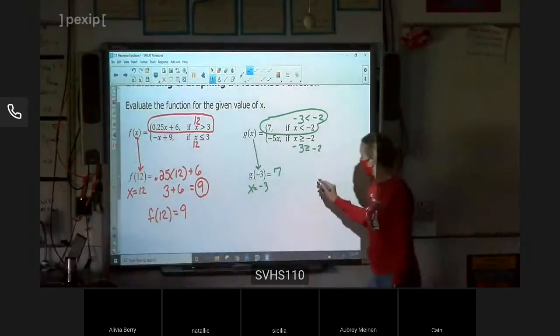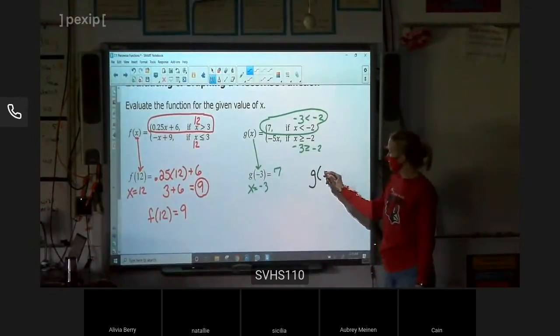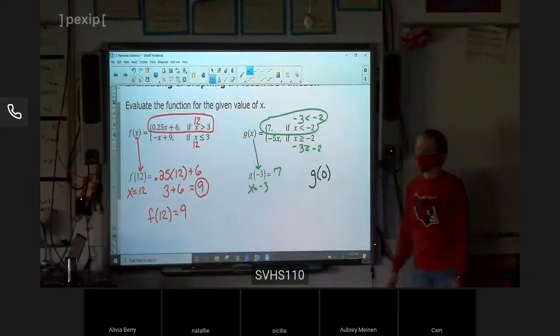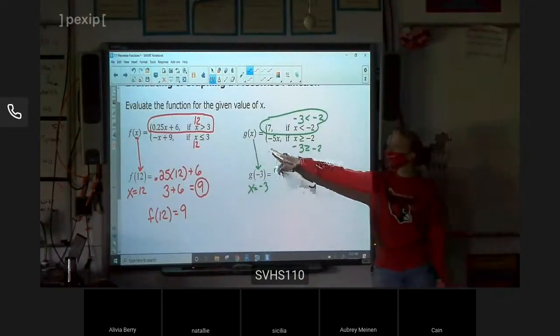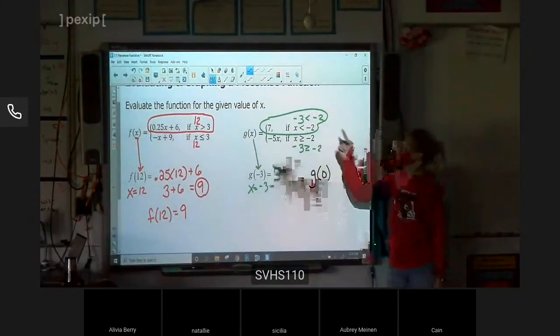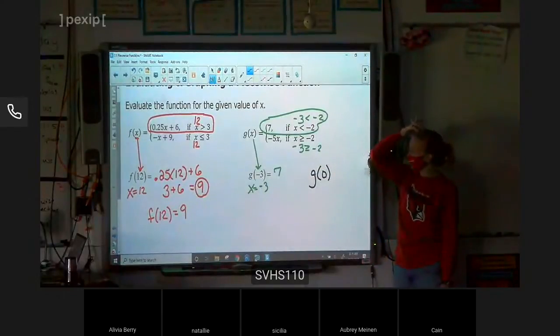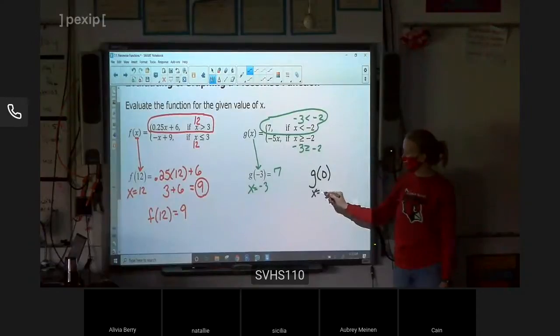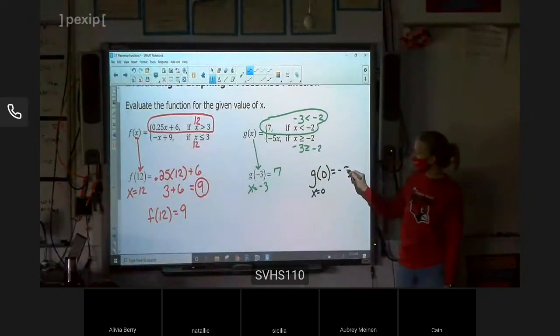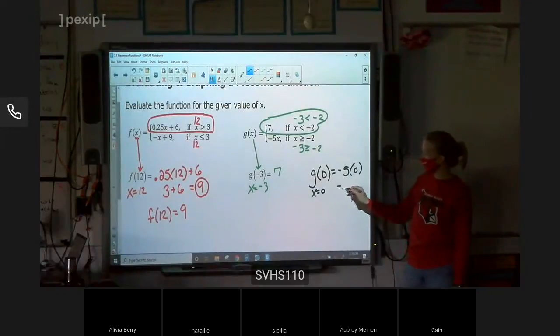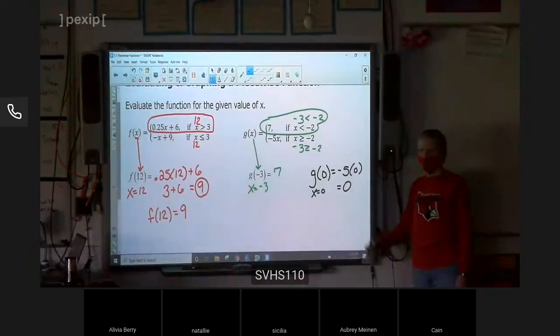What if I said g of 0? It's the g function, so we're going off of this. If I said g of 0, that means x is 0. It's going to be the bottom function, so I would have to do -5 times 0, which would just equal 0. So g of 0 is 0. It's the coordinate point 0, 0.